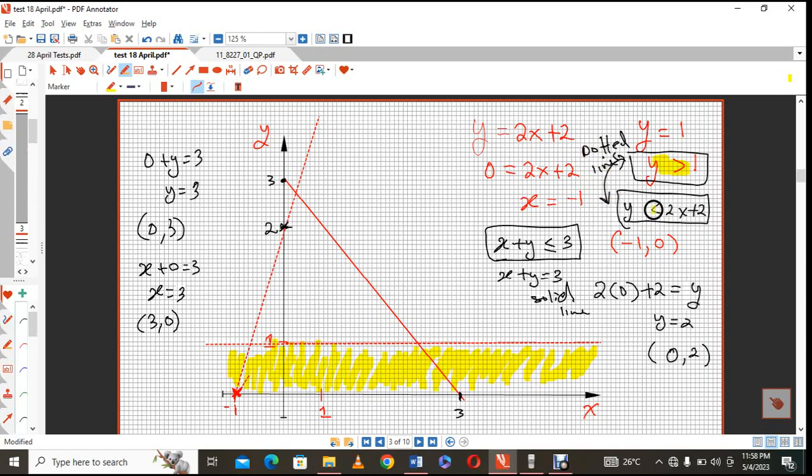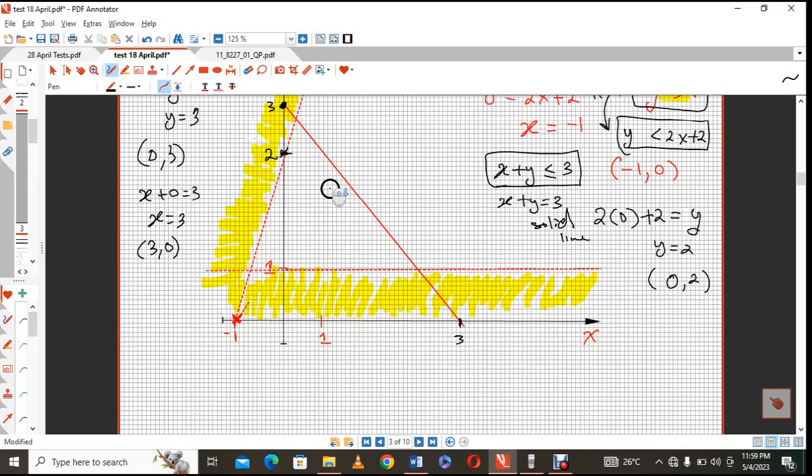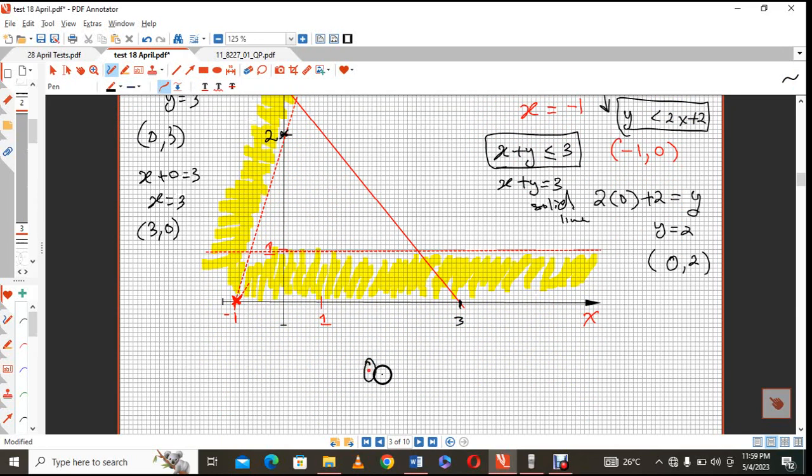When you are shading y is less than or equal to 2x plus 2, okay, that means we are going to shade above this line, because on this side, if you were to choose, and let me just help those people who have a problem with choosing. Suppose you choose this particular point, relative to this line. This point here is the point 0, 3. Okay, so I'm just gonna go down a bit. So that is the point 0, 3.